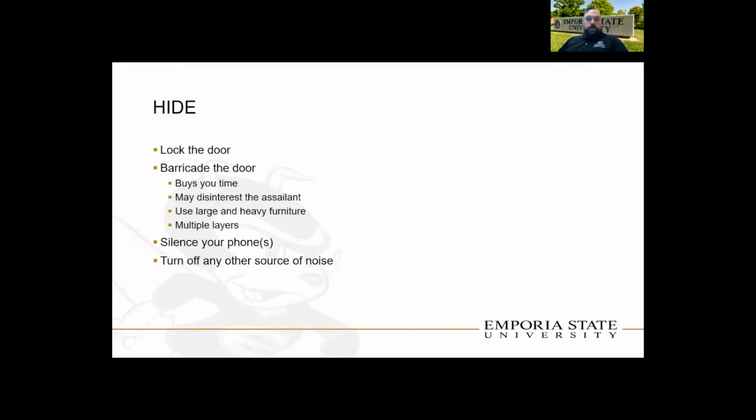All right, our second option, hide. So the first thing you want to do is lock the door and then barricade the door. You want to barricade the door because it's going to buy you time. It may disinterest the assailant. So use large, heavy furniture, multiple layers, put everything you can between you and the assailant. Silence your phones, turn off any other source of noise.